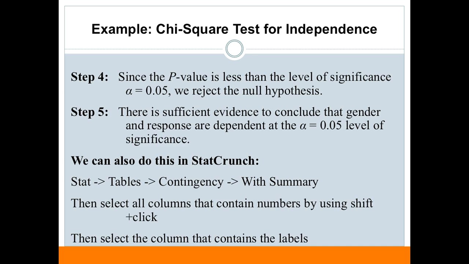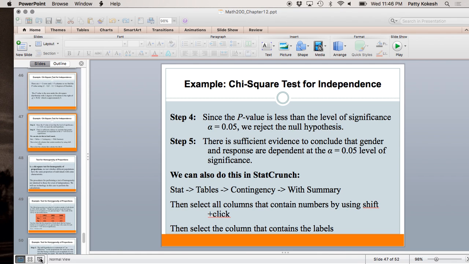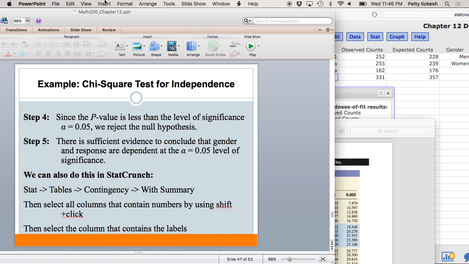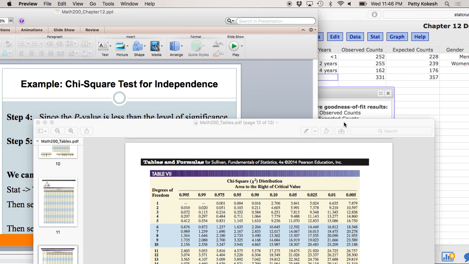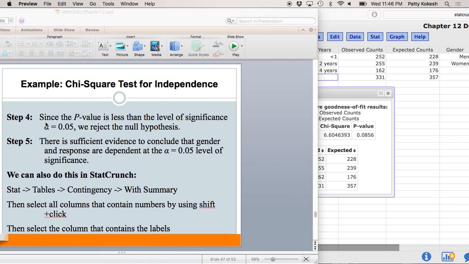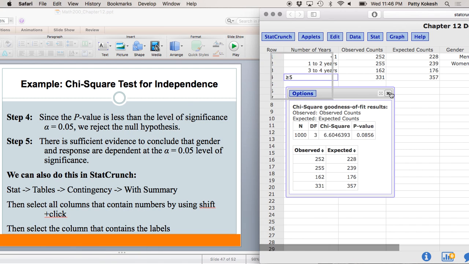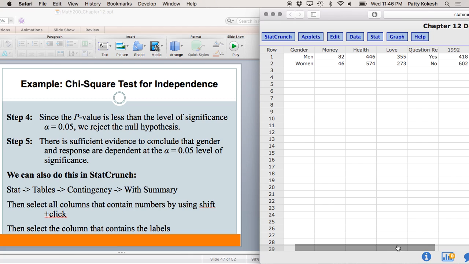Now, we can also do this in StatCrunch, and this is one of the trickier things to do in StatCrunch, so I want you to pay really close attention here. Let me pull this off to the side so you can see how the instructions will be helpful. Let me minimize my table. I have the data entered right here: men and women under the gender category, and then money, health, and love. These are the number of people who answered with each of these responses.